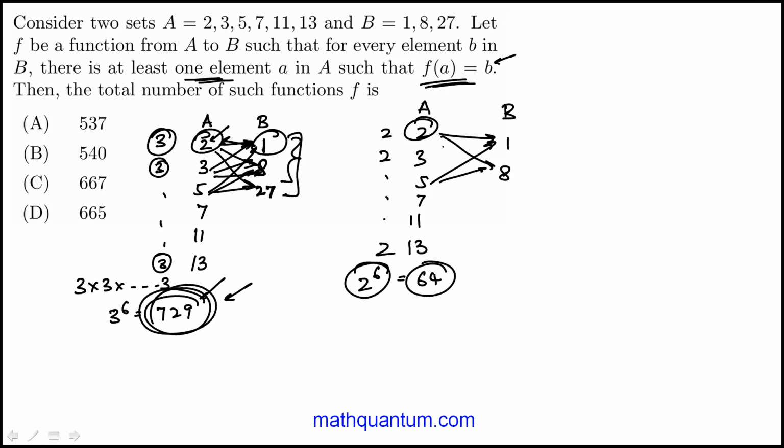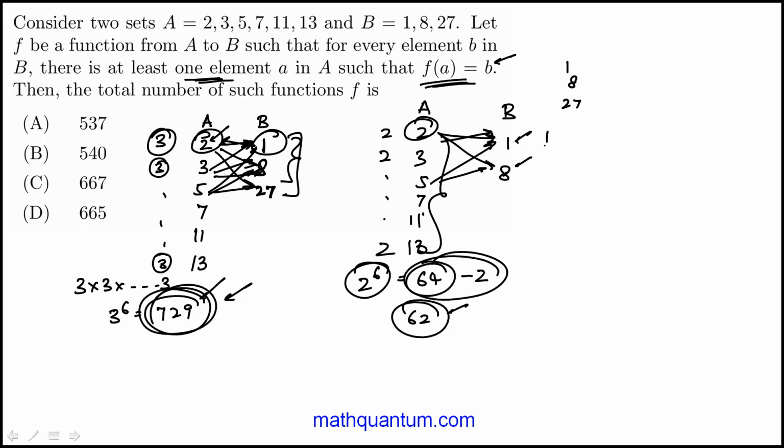Now also note that this will also include the case where all these numbers are only paired with 1, and all these numbers are paired with 8. So I have to subtract those 2 cases. That means there will be 62 where exactly both 1 and 8 will be mapped to these 6 elements. And we have 3 such cases because we have a total of 1, 8, and 27. So this is 1 and 8, 1 and 27 will be another case, and 8 and 27. So we'll get 3 such scenarios. So the total would be 186.